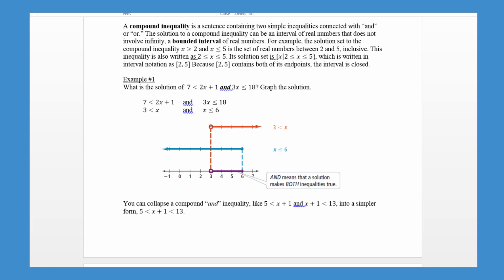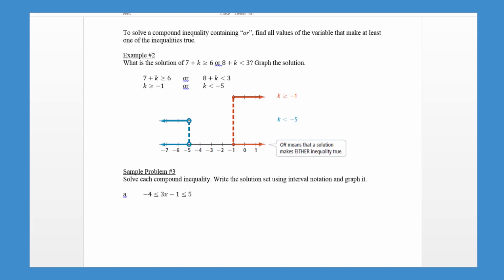Now if we move down, we have a compound inequality containing the or statement. Again, we are simply going to solve each simple inequality by itself and graph each one separately. You can see in this case that the or statements don't have an overlapping portion. They both go towards infinity in opposite directions. So what this means is that whatever you get for the variable can make either one of the inequalities true in any given particular situation.